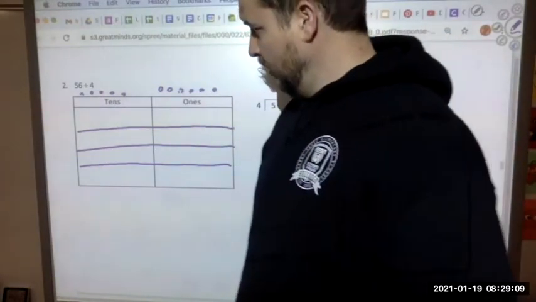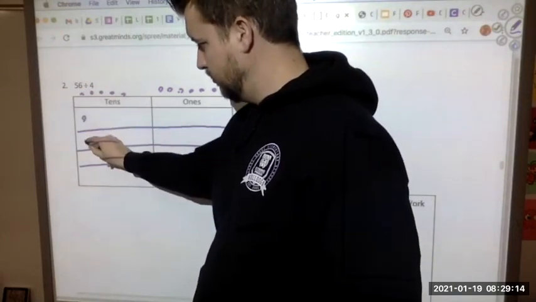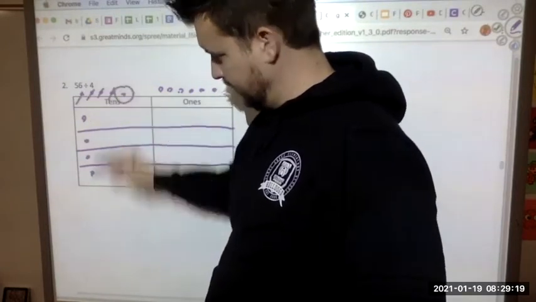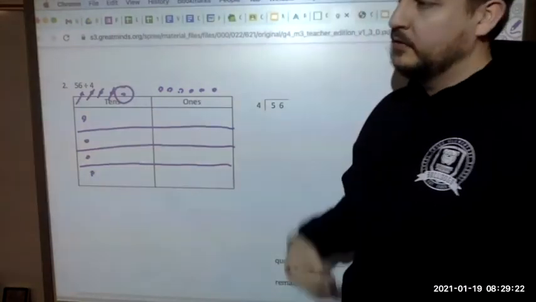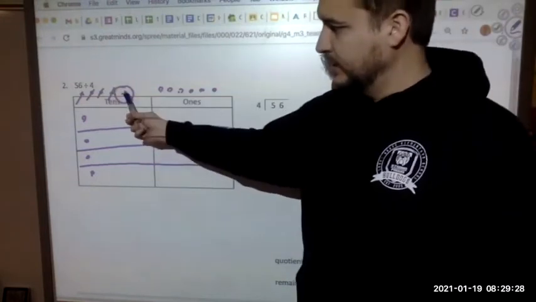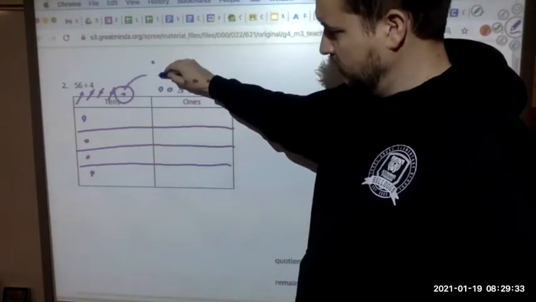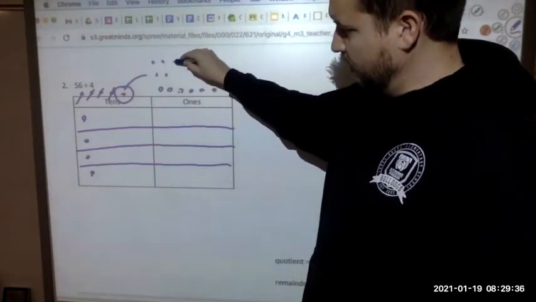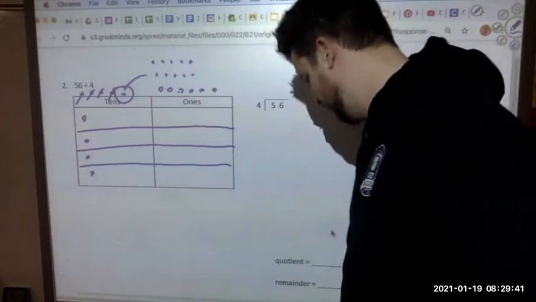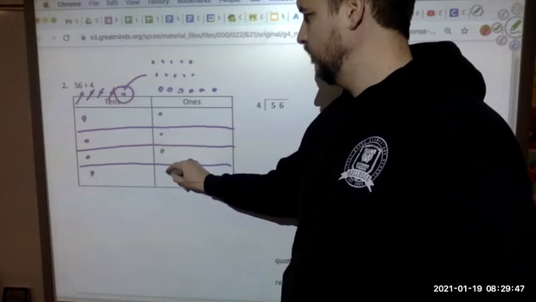Okay. We're going to fair share our 10s. 1, 2, 3, 4. We have 1 10 left over. Remember, the remainder has to be smaller than what I'm dividing by, the divisor of 4. 10 is still bigger than 4, so I need to regroup. 1, 2, 3, 4, 5, 6, 7, 8, 9, 10. Okay, I'm going to fair share those. 1, 2, 3, 4.